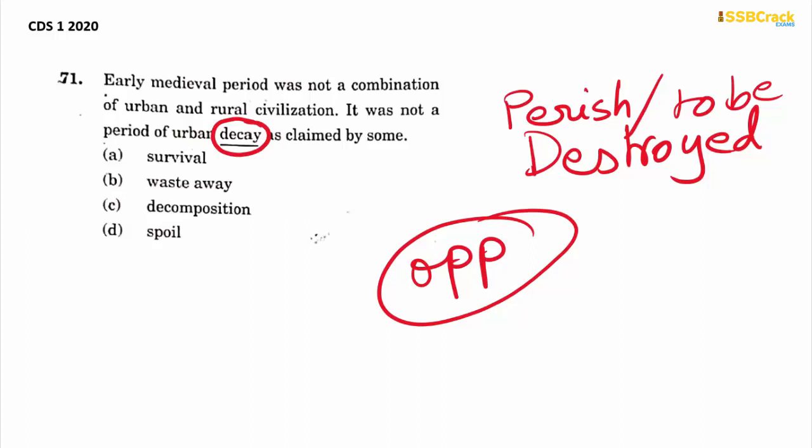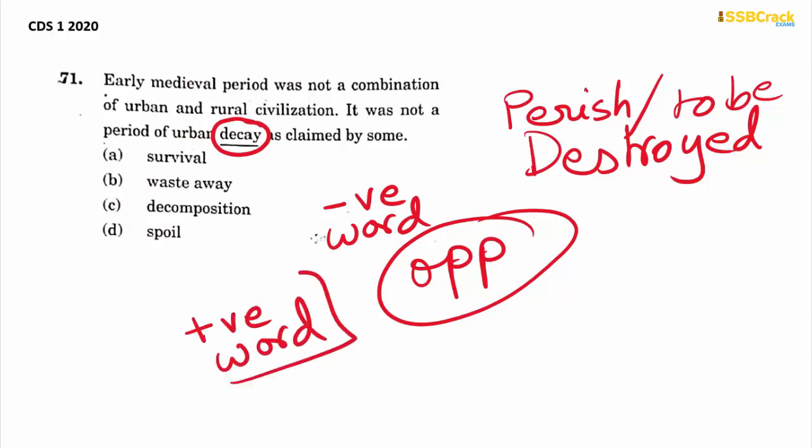Now, decay is a negative word. So you need to find out a positive word as its antonym. And you can see my lecture where I have talked about the shortcut of positive-negative balance method to find out the antonyms of words in the questions. So decay is a negative word. For antonyms, you need to find out a positive word.